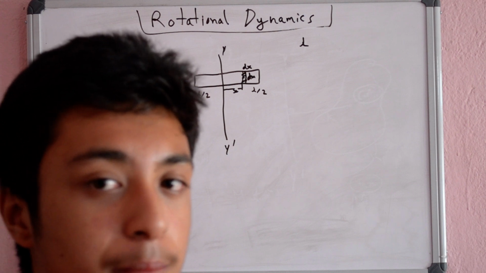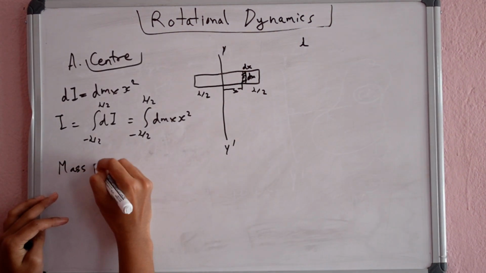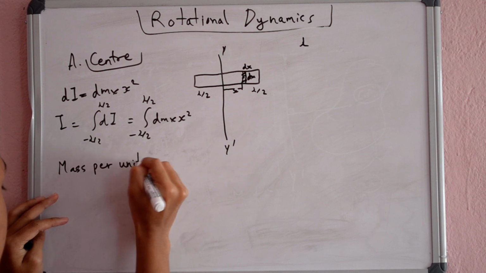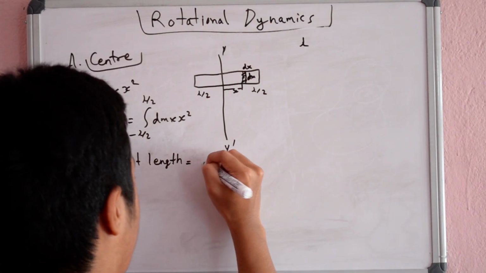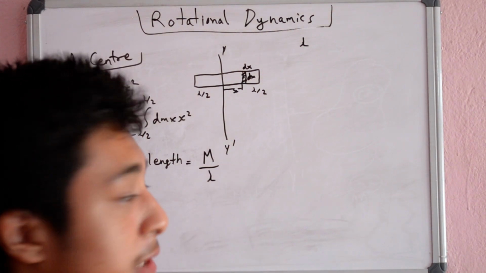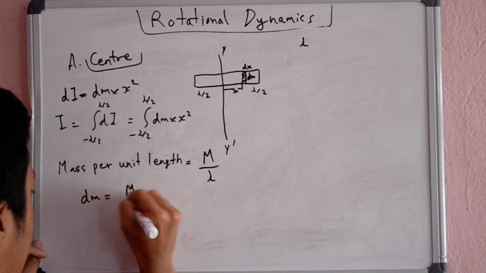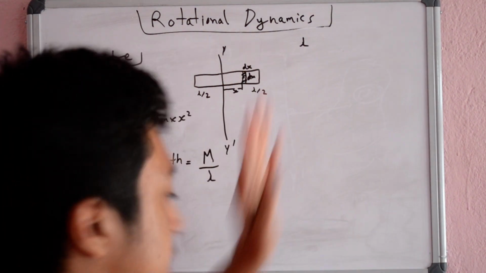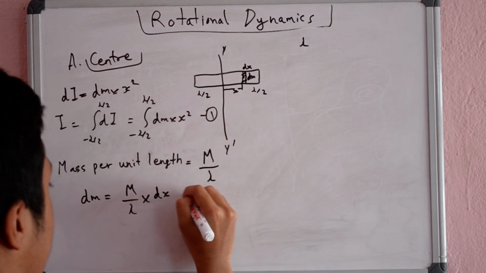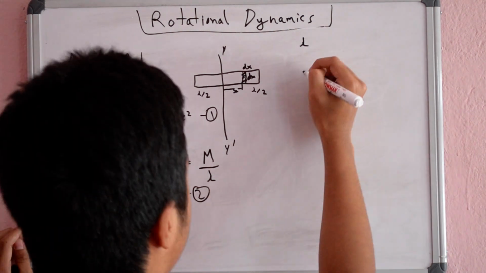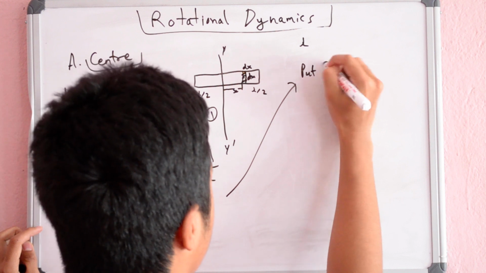So where can we get it from? Well, we have the mass per unit length. So mass per unit length of the rod is the concentrated mass M by L. So that means that the small mass dm is equal to M by L into the small distance dx. Now let's call this equation 1 and this equation 2, we can then put 2 in 1.